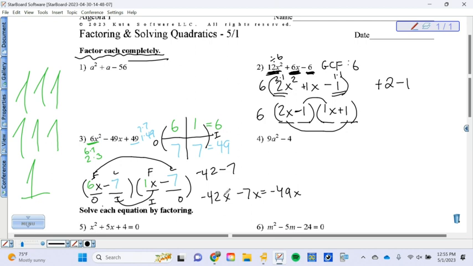But aren't you trying to find negative 49x? Yeah, that was my outers and my inners. So look, first times first gives me 6x squared. Outers give me negative 42x. Inners give me negative 7x. Those combine together to get to negative 49x. And then last times last gives me positive 49.